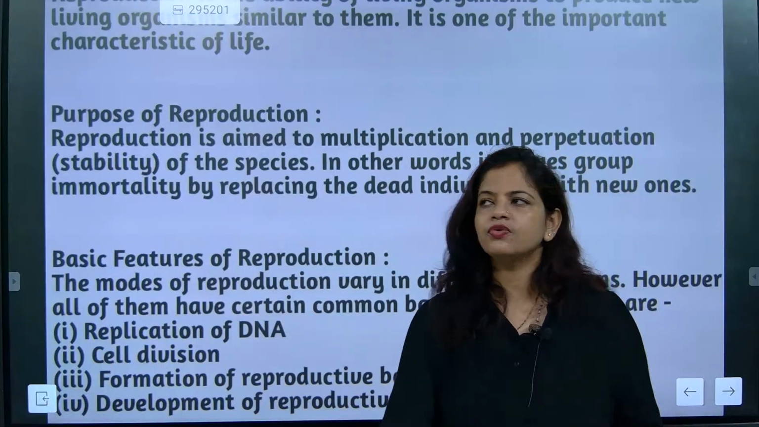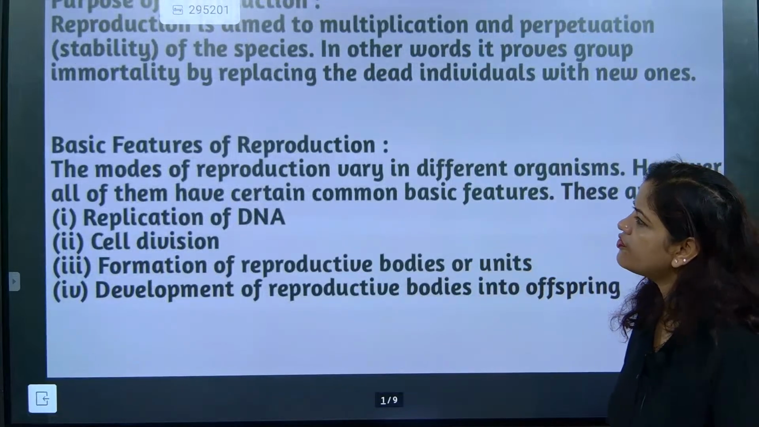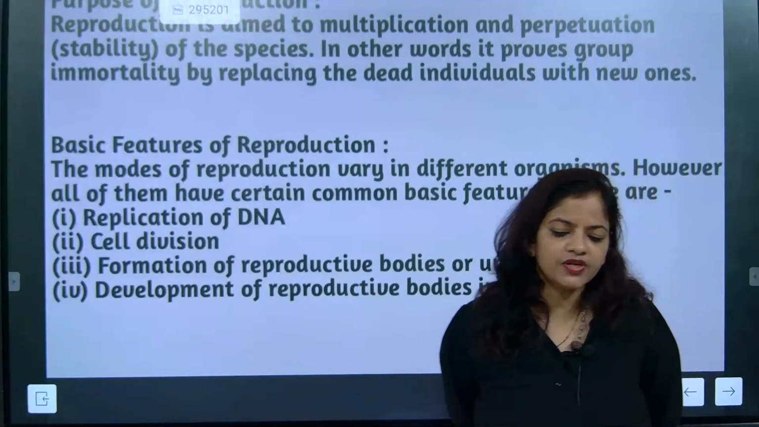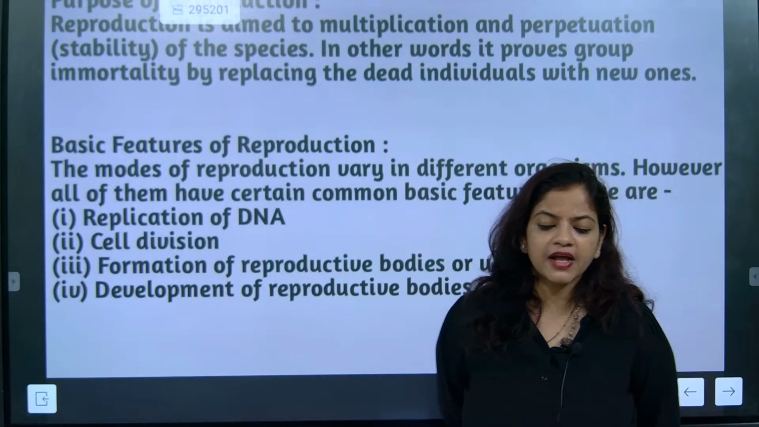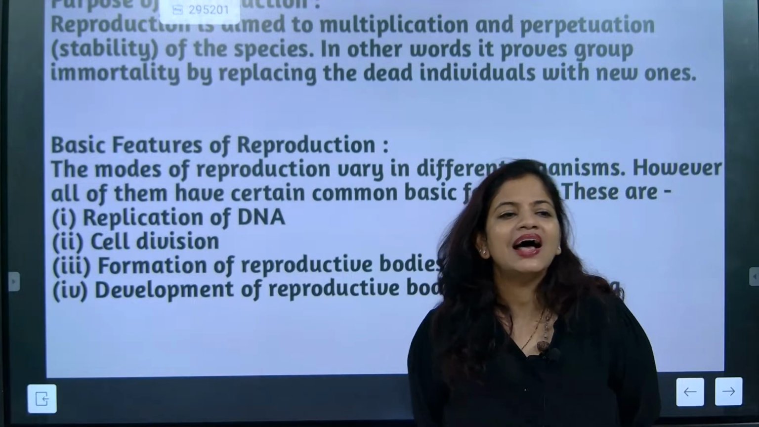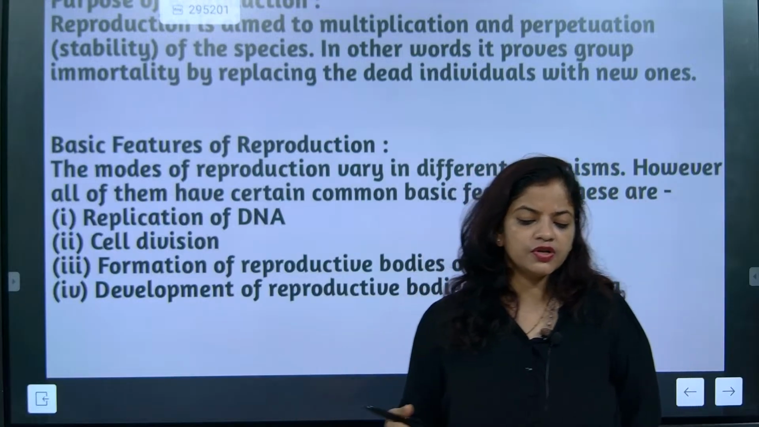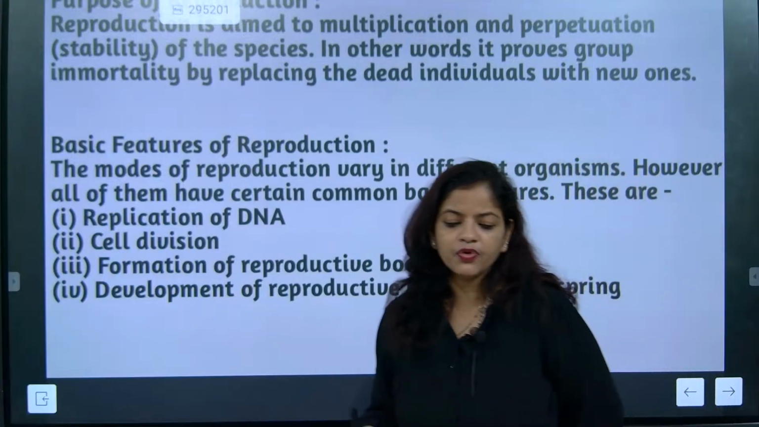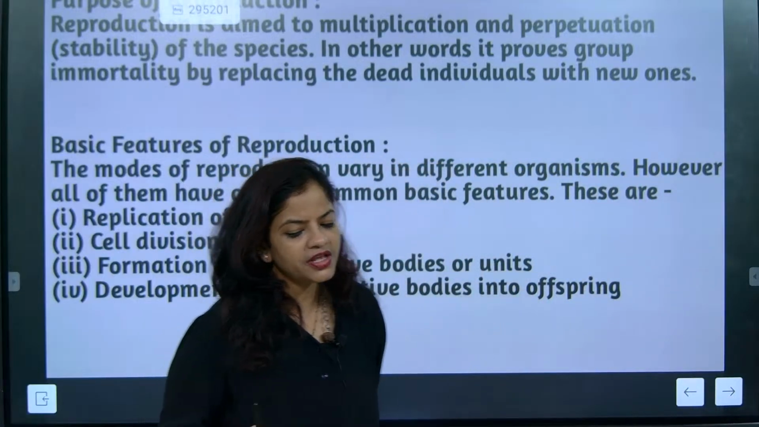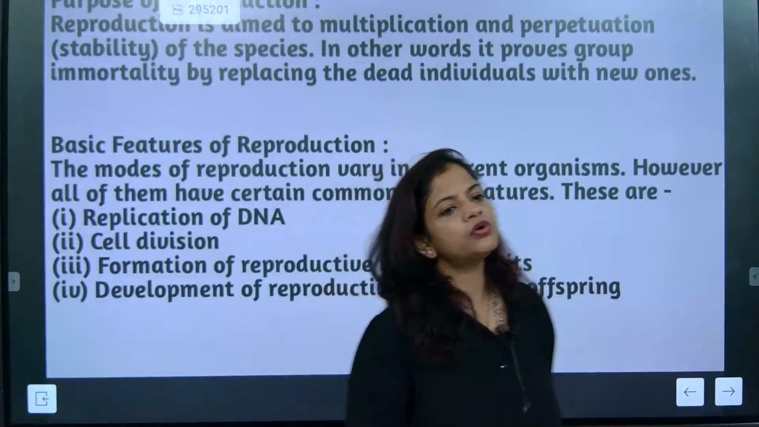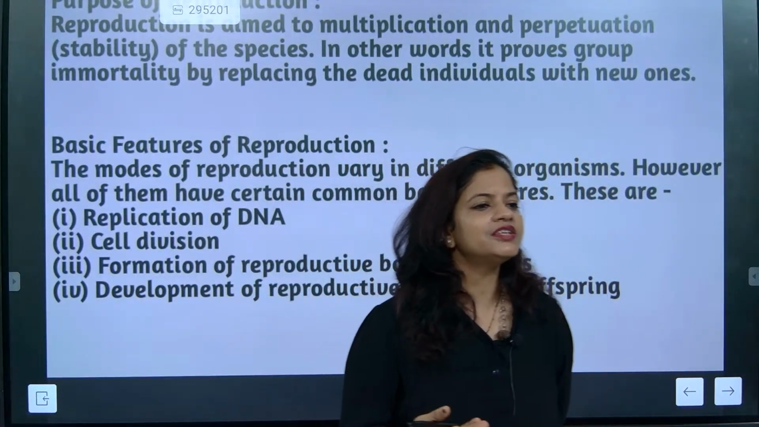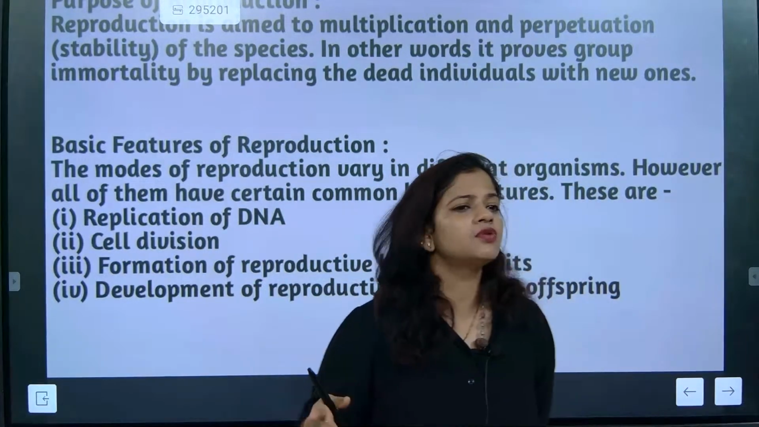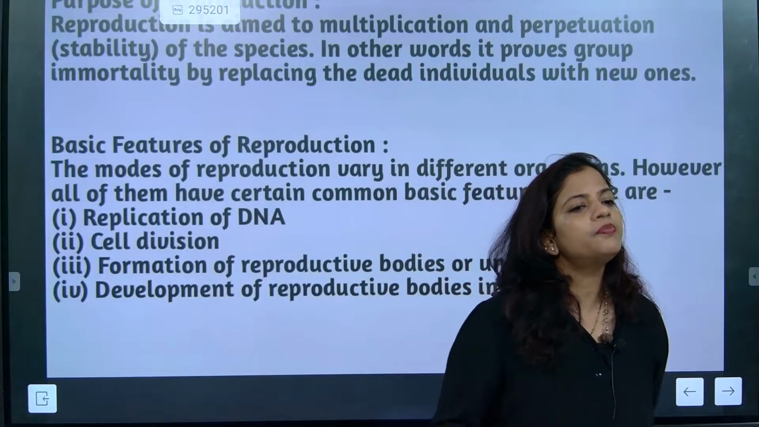Correct? So now we are going to go to the next topic, basic features of reproduction. If somebody asks you what the basic features of reproduction are, how it is possible for asexual reproduction and sexual reproduction, then we must understand that the mode of reproduction varies in different types of organisms. When we talk about unicellular organisms and multicellular organisms, it is wrong to say unicellular organisms do not reproduce. Unicellular organisms are also reproducing.